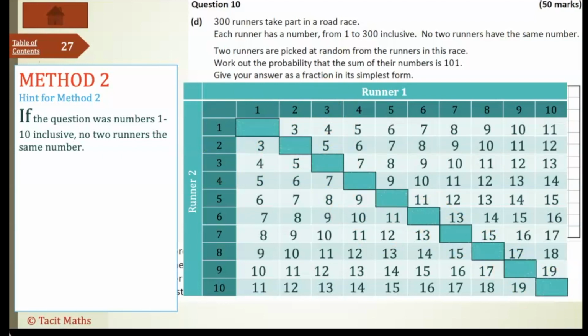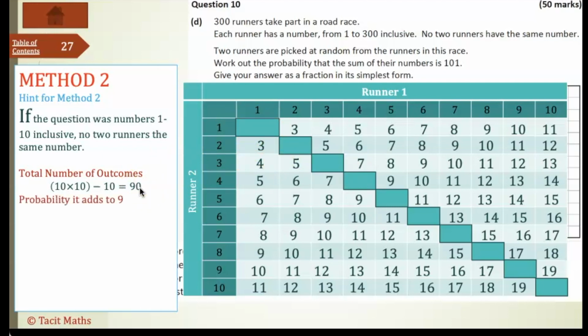Now, imagine that the question was, so sorry, before I go into that, how many outcomes are there in total? There's the 100 outcomes minus the 10 outcomes where the numbers are the same. So there's 90 outcomes in total, right?